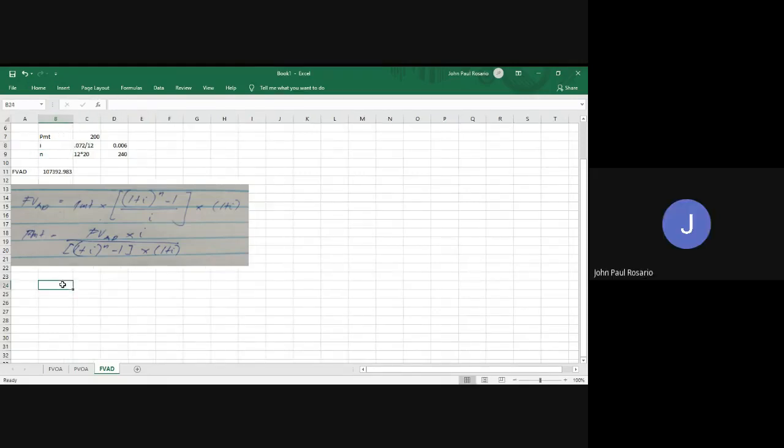Okay. So let's try this nga pay our future value of annuity due is 107,392.98, and then times nato og i nato is 0.072 over 12, and then over which is 1 plus i, so 1 plus 0.072 over 12, and then raised to the power of n, so that's 240, and then minus 1, and then times na nato siya og 1 plus 0.072 over 12.